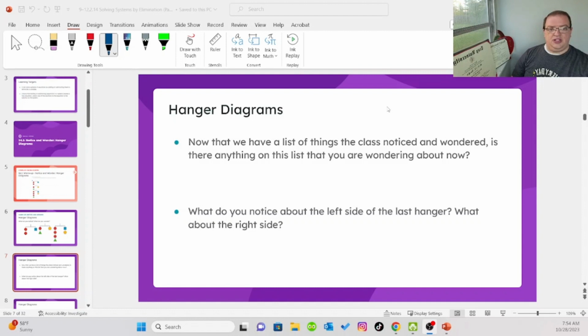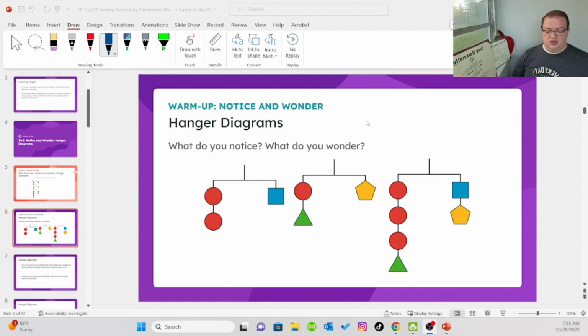Now, if you have a list of things that you noticed and wondered, is there anything that you're wondering now that you might not have thought about before? What do you notice about the left side of the last hanger? So if we look at the left side of the last hanger, notice it has three circles and a green triangle. Notice that the left side of the first two hangers together is three red circles and one green triangle.